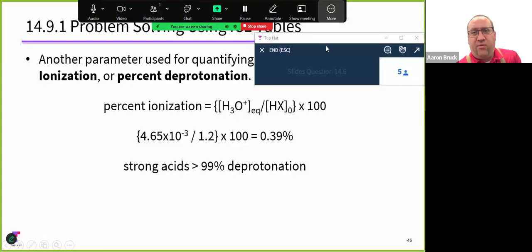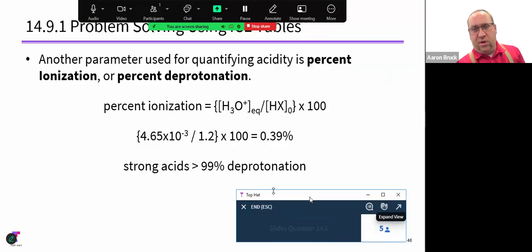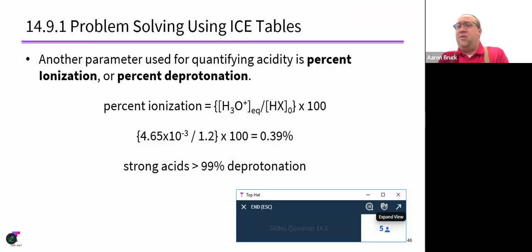All right. So before we get into the full-blown ice table calculations, there's one more definition that I want to share with you. And this is percent ionization. Your book sometimes calls it percent deprotonation. I'd say that is a less common term.